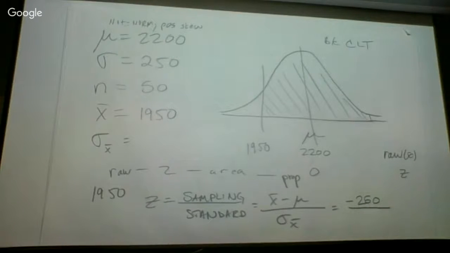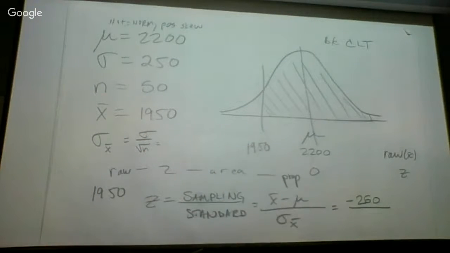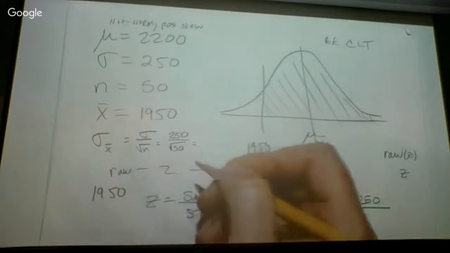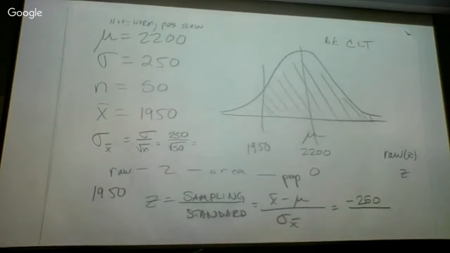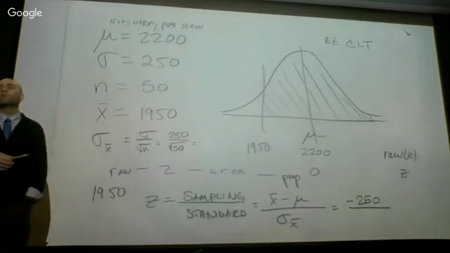Okay, sigma sub x bar. We calculate that. Sigma over square root of n. 250 over square root of 50. What do we get there? What do I get for a standard error here? Okay. 35.36. 35.4. Anybody confirm 35.4?